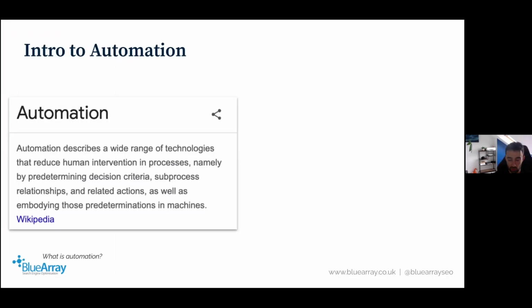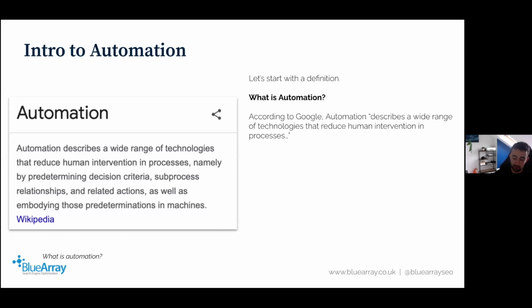So, introduction to automation. What is it? Let's start with the definition. According to Google, if you just type in what is automation, you'll get something that looks pretty much exactly like what is shown on the left there. Apparently, automation describes a wide range of technologies that reduce human intervention in processes. Effectively, this means giving boring stuff to a machine to do for you.